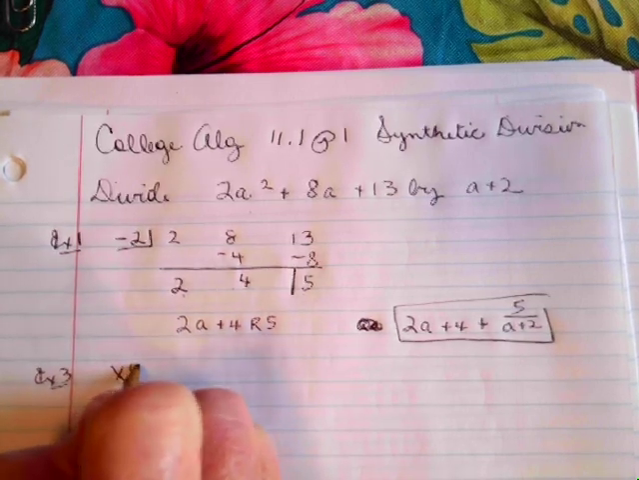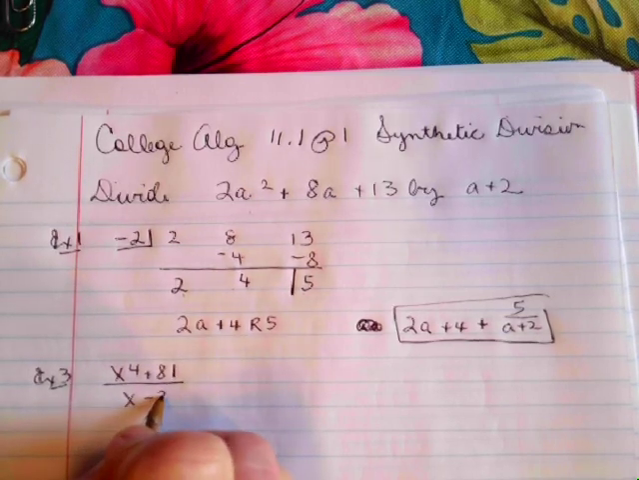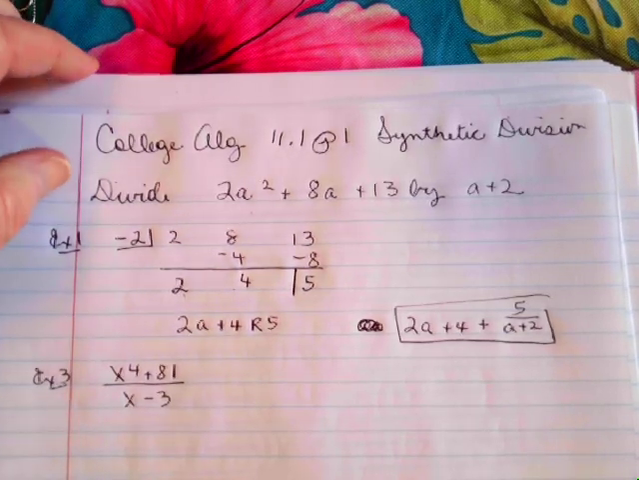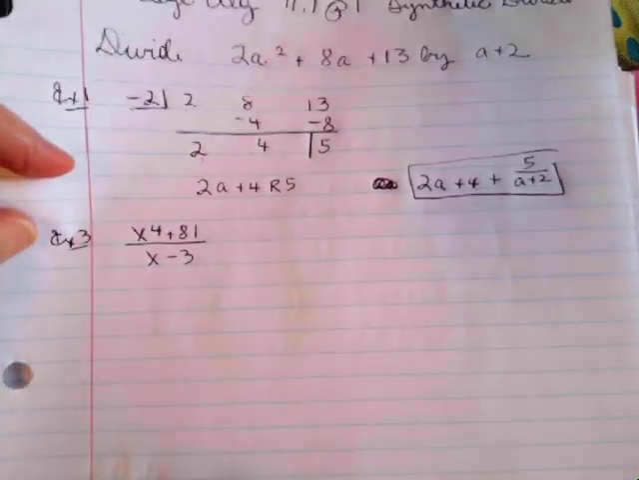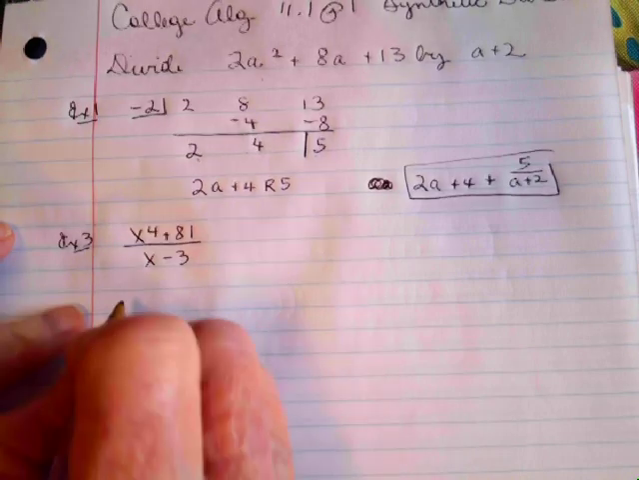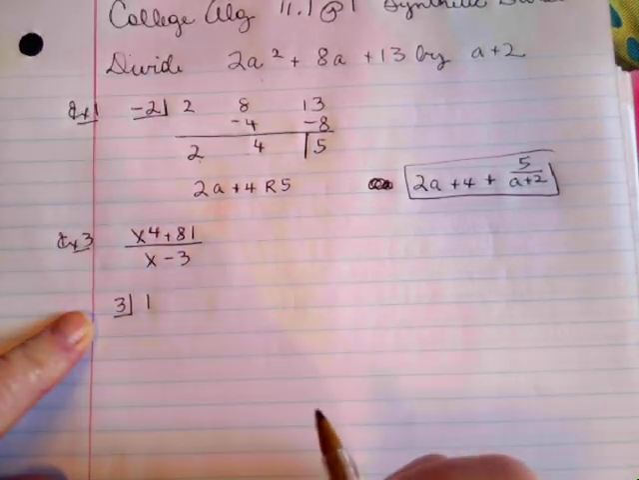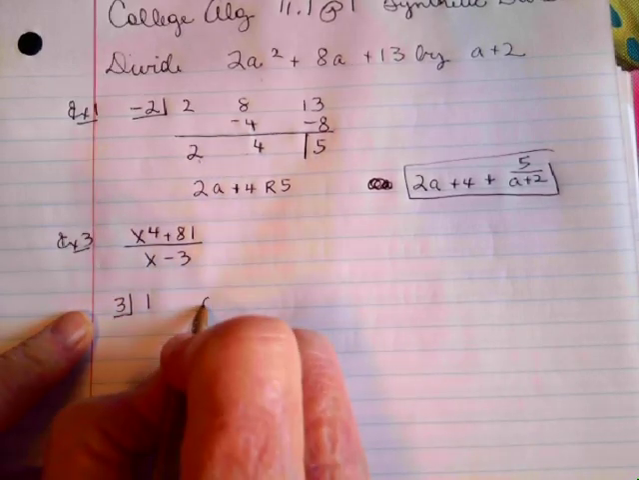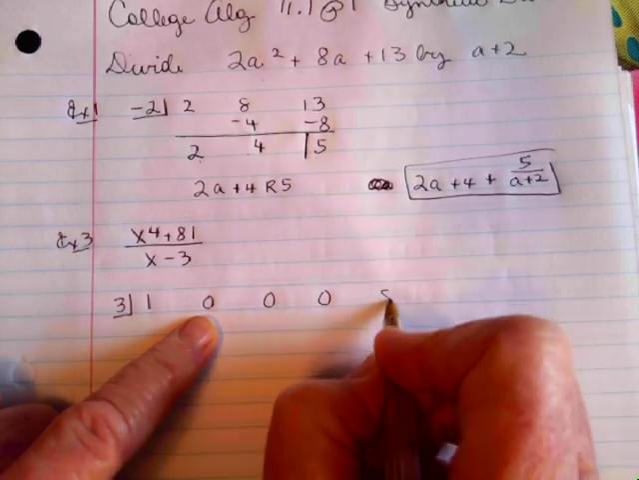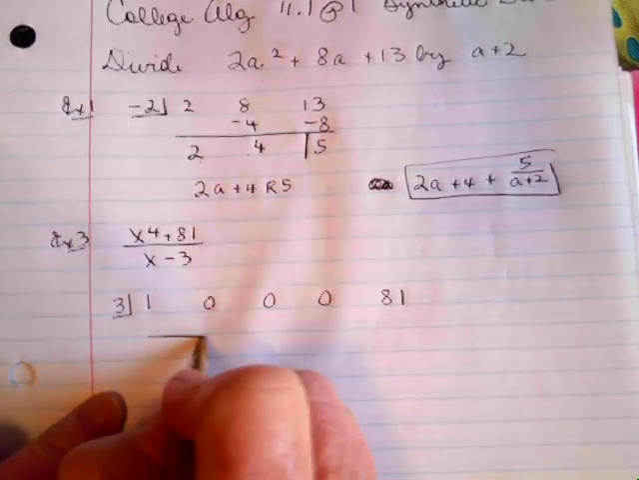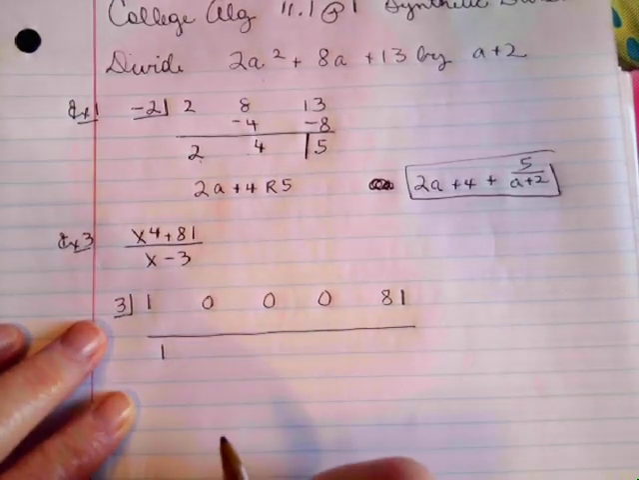x to the 4th plus 81 divided by x minus 3. Same procedure. Take the opposite of the constant in the divisor. Means I put a 3 out here. I have to put a 0 to hold the place for these missing terms, so that's 0x cubed, 0x squared, 0x, and an 81. Skip a space, draw a line, bring down that first number.